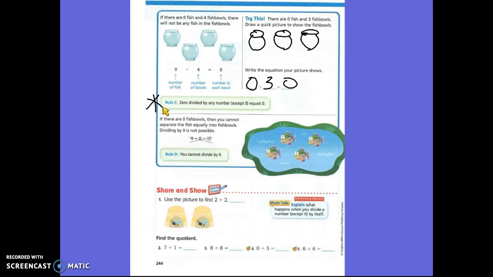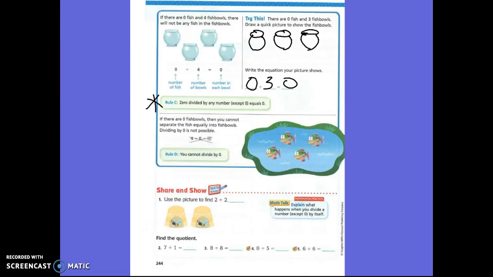Now, here's another one, boys and girls. Rule D. If there are 0 fish bowls, you cannot separate the fish equally into fish bowls. So dividing by 0 is not possible. If you have 4 divided by 0, you cannot do that. Okay? Not possible. It can't even happen. Look, it doesn't even have an answer. Yes? So 0 can't be the divisor.